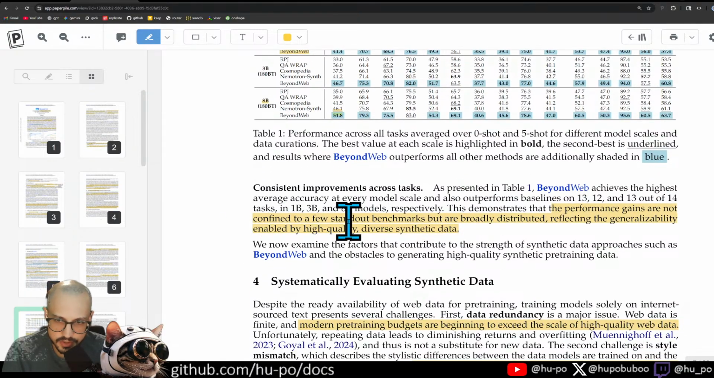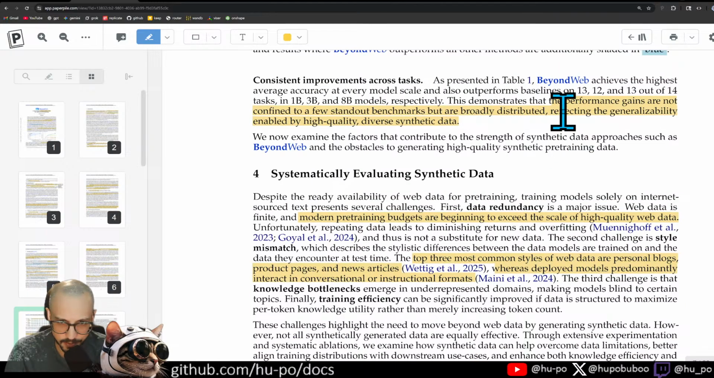Performance gains are not constrained to just a few standout benchmarks, but are broadly distributed, reflecting the generalizability enabled by high-quality, diverse synthetic data. Right? So not all synthetic data is the same. You can have high-quality synthetic data, and you also want to make sure that it's diverse synthetic data. Okay. Systematically evaluating synthetic data.